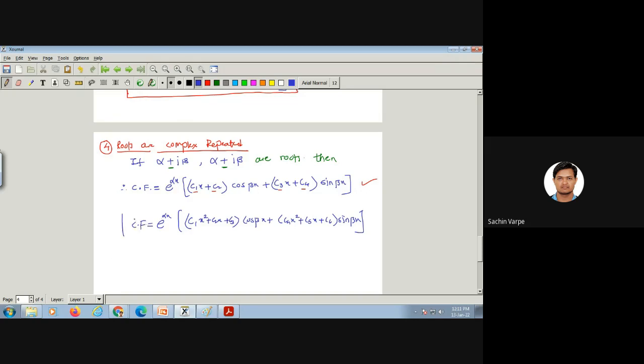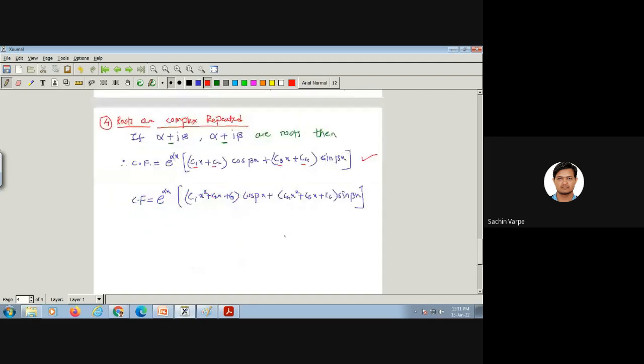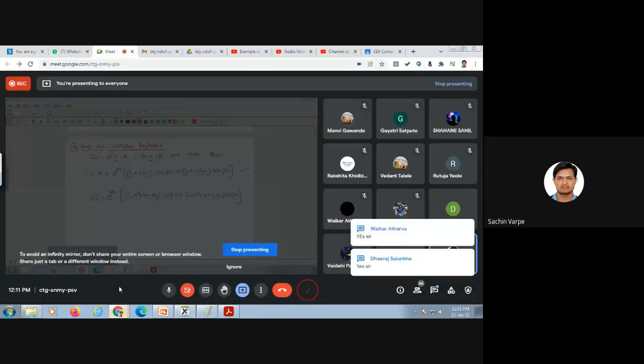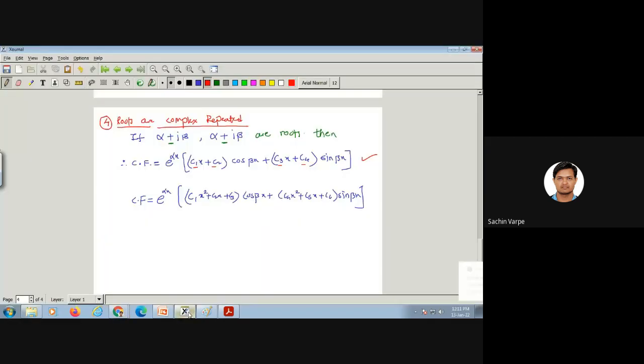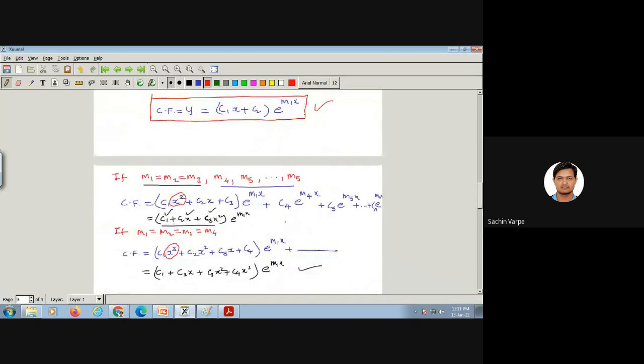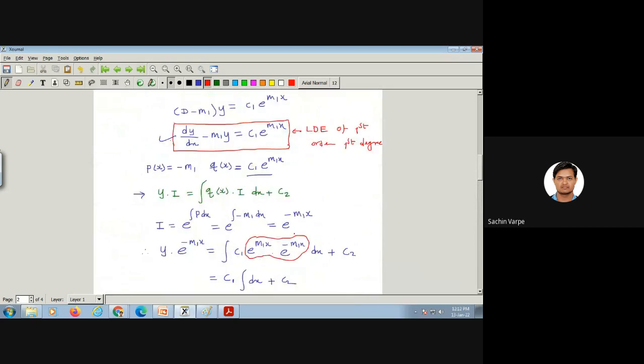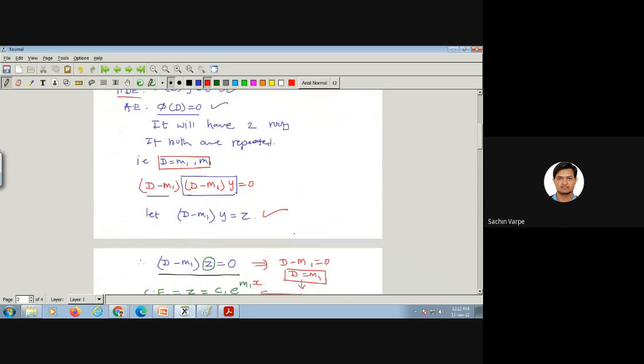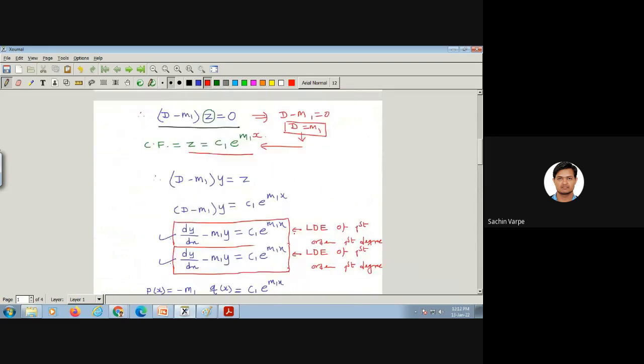Okay? Is this point clear? Everyone, please do reply. Is this point clear? Yes, these are the four natures of roots and accordingly the four formulas for the complementary function. And this is all about the complementary function. That is all there is. If you are clear what the nature is and, according to that, what the formula is, then you'll be getting full marks for this complementary function.